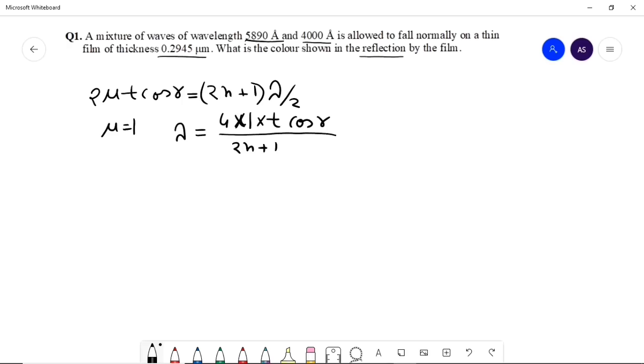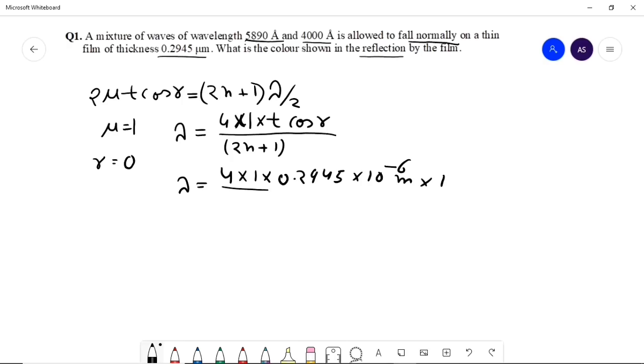and also here r is equal to 0 because, you know, that here it falls normally. It means that lambda is equal to 4 into 1 into t. T is given 0.2945 into 10 to the power minus 6 meter and into 1 divided by 2n plus 1.